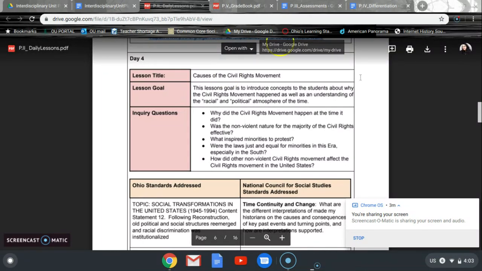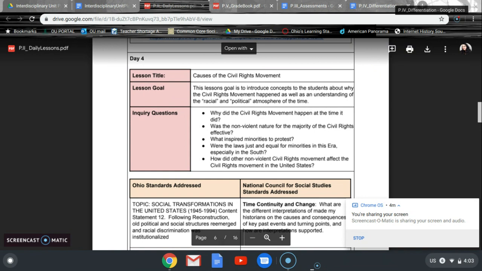Exactly. So we do predict some misunderstandings for students, especially studying this topic. So our big misconception that we're trying to stop before it occurs is that the 1965 Civil Rights Act made everything perfect in the United States. We don't want students coming away thinking that everything in our country, racially and with gender, is equal.